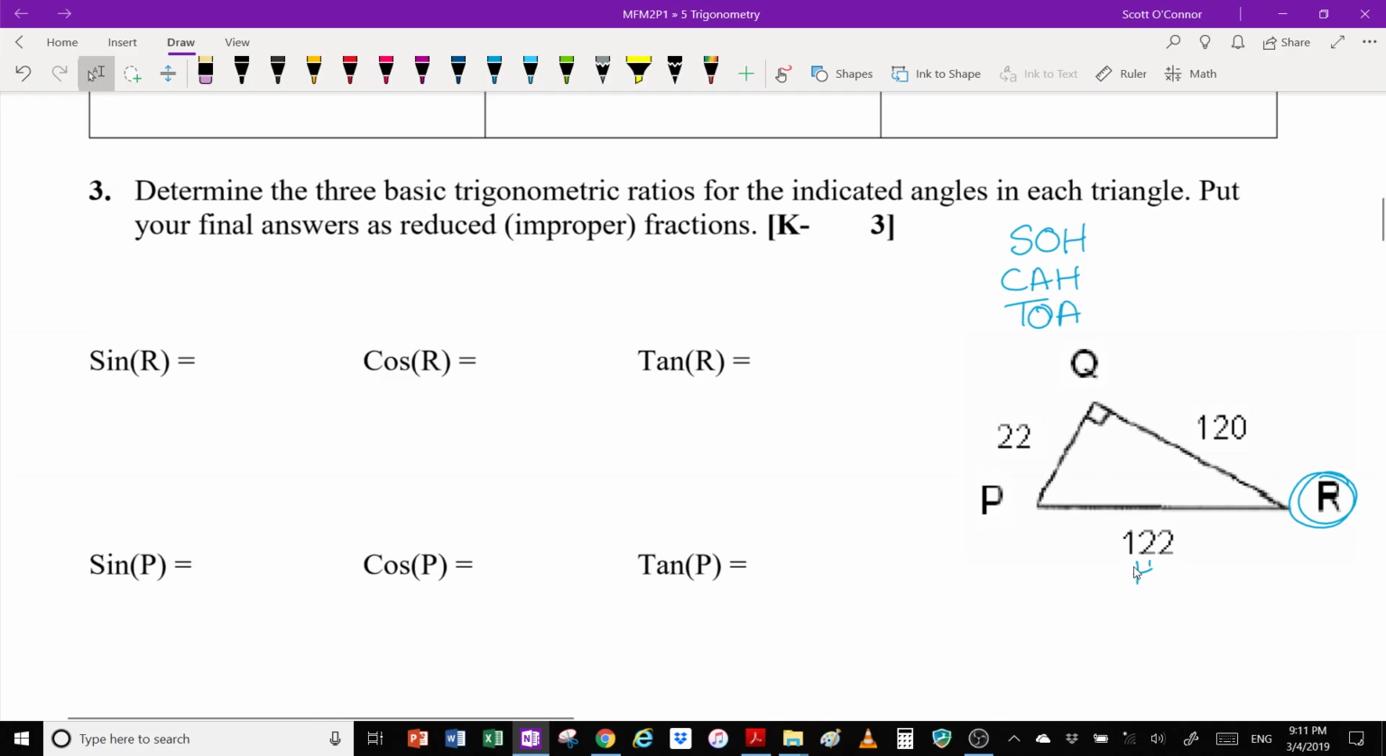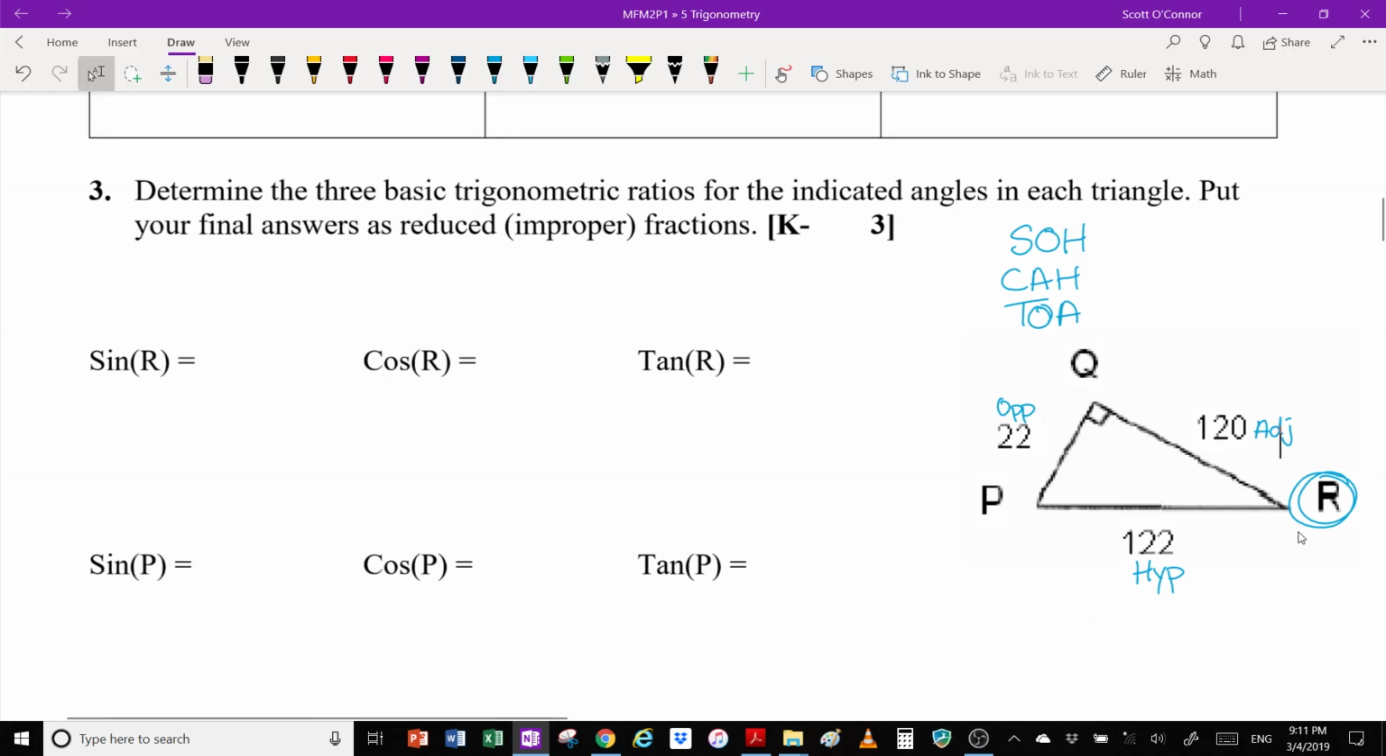The other good thing to do would be to label these. So this is obviously our hypotenuse for r. This is our opposite for r. And this is our adjacent for r. Remember, it's going to be different when I start doing it for p. So I'll use a different color to show that, and I'll probably get rid of the labels I currently have.